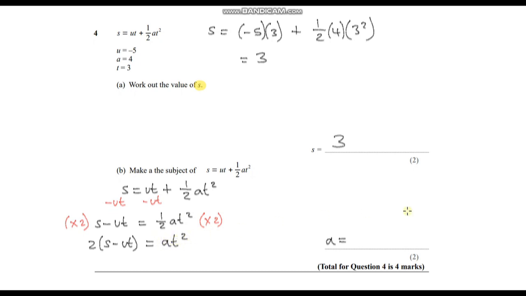We're getting closer. Now, final step is we want to get rid of that t squared. At the moment, we're multiplying by t squared, so we need to divide by t squared.